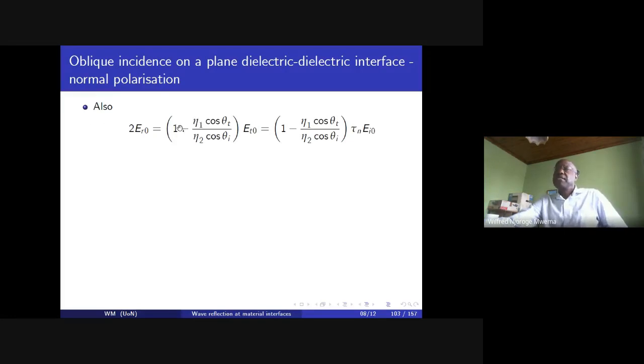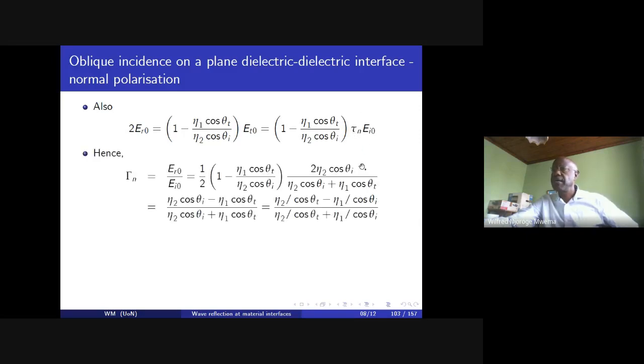If we were to do the same, that is, subtract the two equations we got, we would get an expression for the reflected wave amplitude. And this is what it will become. We have it as 1 minus eta 1 cos theta t by eta 2 cos theta i, multiplied by the transmission coefficient for that value. And if we replace those values there, we get that (eta 2 cos theta i minus eta 1 cos theta t) over (eta 2 cos theta i plus eta 1 cos theta t) must be the value for the reflection coefficient for a wave with normal polarization.